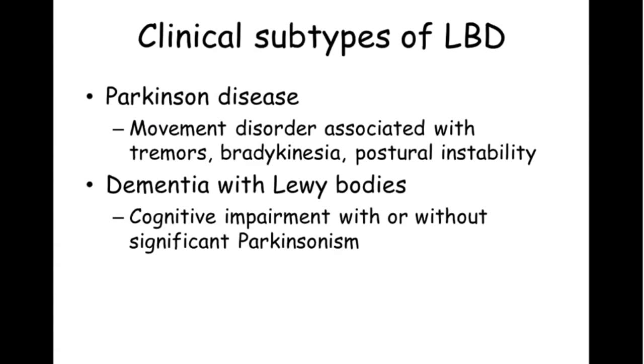The second most common group of disorders in the neurodegenerative disease camp following Alzheimer's disease are the so-called Lewy body diseases. Lewy body diseases come in two major clinical subtypes, the first of which is so-called idiopathic or Lewy body Parkinson disease. The second subtype of Lewy body disease is so-called dementia with Lewy bodies.